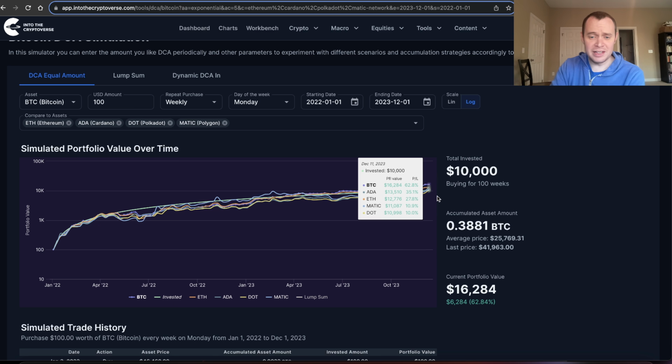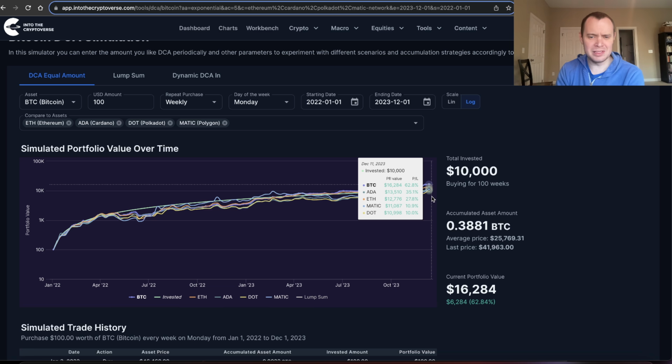You'll see, in fact, that with a DCA strategy for those 5 coins, your Bitcoin would be up 62% from your cost basis. You would have invested $10,000. It would currently be worth 16 grand. For ADA, it would be up about 35%. For ETH, up about 27%, Matic up about 11%, and DOT up around 10%.